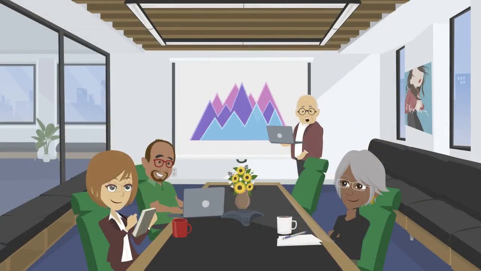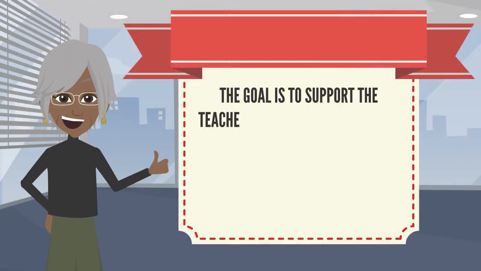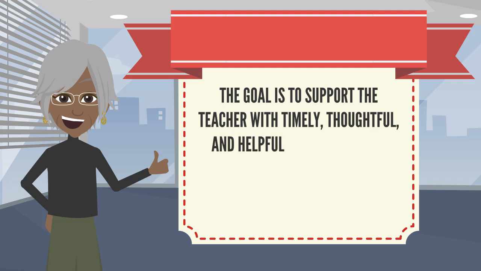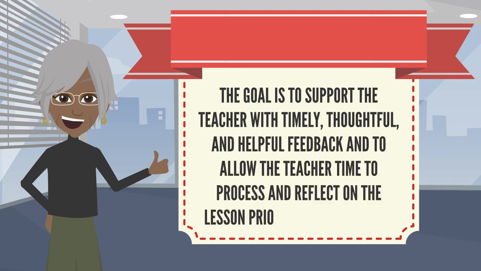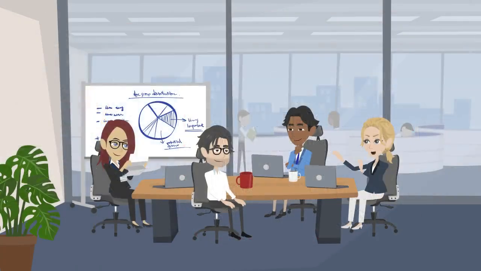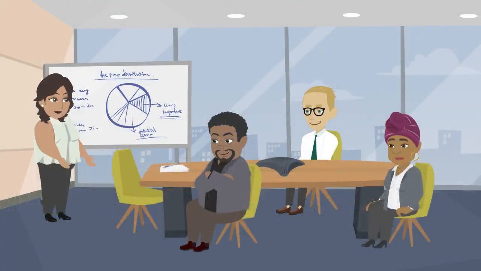Hold a post-observation conference with the teacher within 1 week of the observation. The goal is to support the teacher with timely, thoughtful, and helpful feedback and to allow the teacher time to process and reflect on the lesson prior to the discussion. During the post-observation conference, allow the teacher to share his/her thoughts, ask questions, and share reflections. Use your notes from the observation to guide the discussion and provide specific, targeted, and constructive feedback.